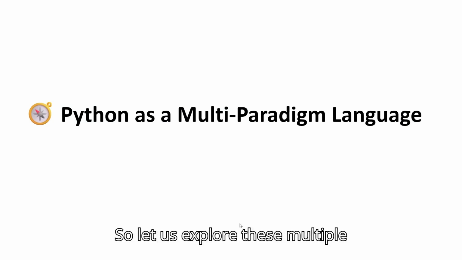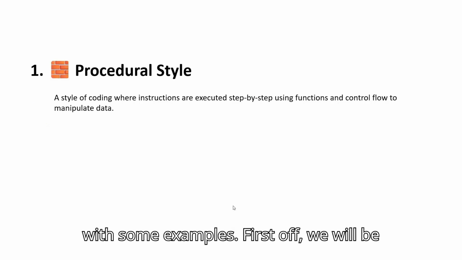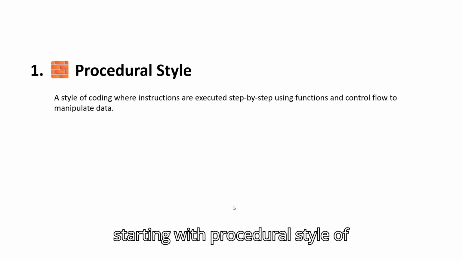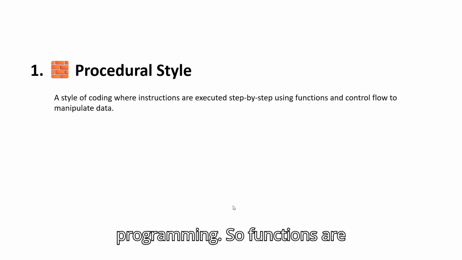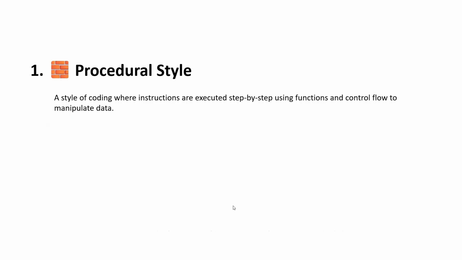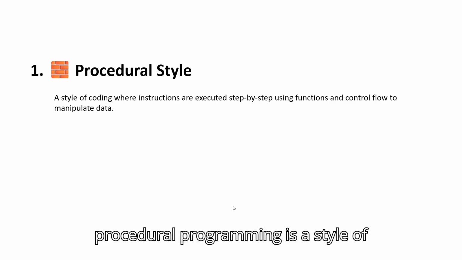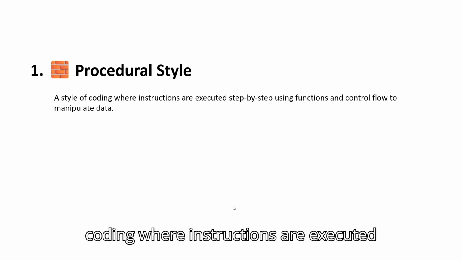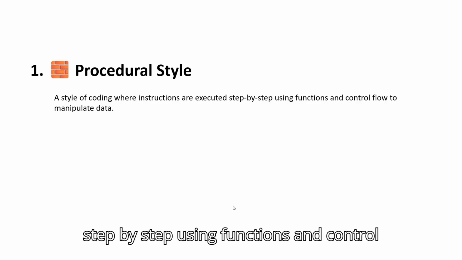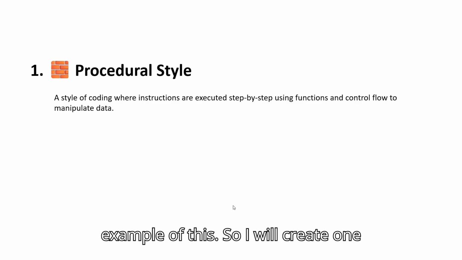So let us explore these multiple programming paradigms that Python supports with some examples. First off, we will be starting with the procedural style of programming. Functions are also known as procedures because functions are basically a set of instructions that perform some task. Procedural programming is a style of coding where instructions are executed step by step using functions and control flow to manipulate data. Let us see an example of this.